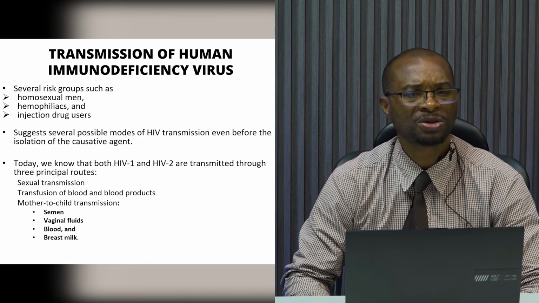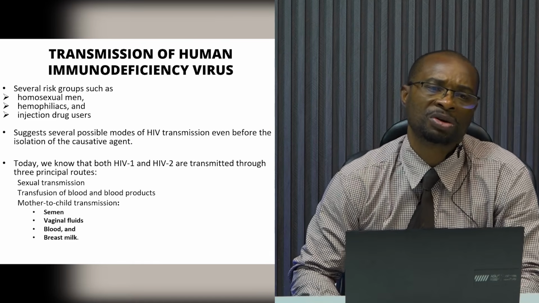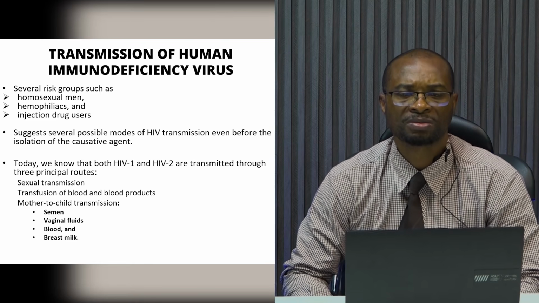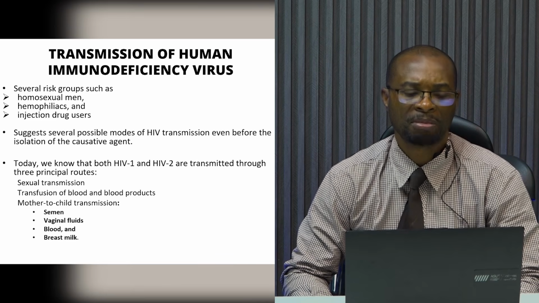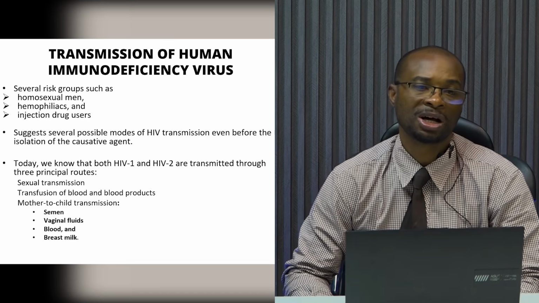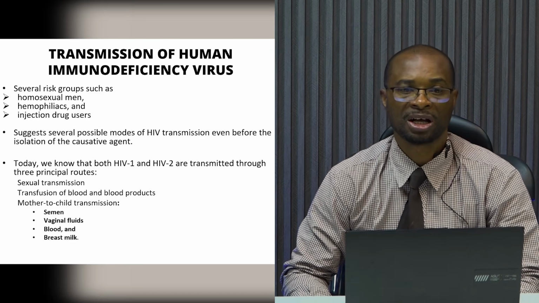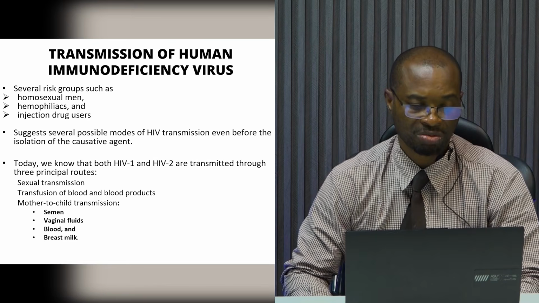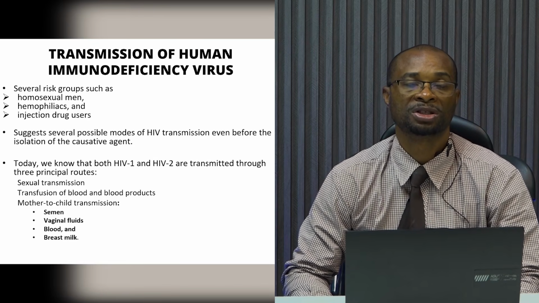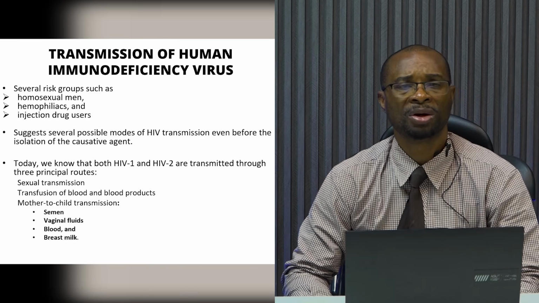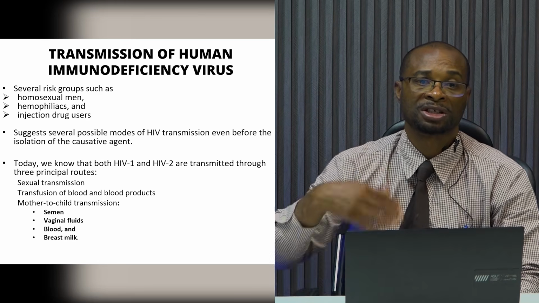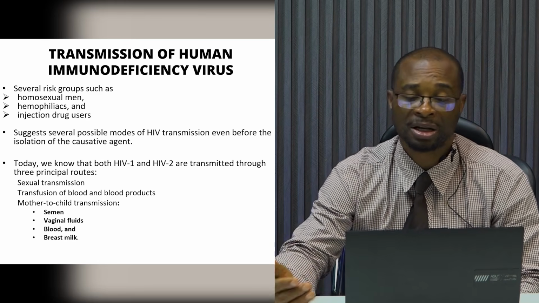Also, mother to child transmission occurs through semen, vaginal fluids, blood, and breast milk. These are methods through which a mother can transmit to the child. The mother can get it from semen. The child can get it even through breast milk. During birth, it's very, very possible because there is blood that contaminates the area and the child will have some lacerations in the process and then can be transmitted.